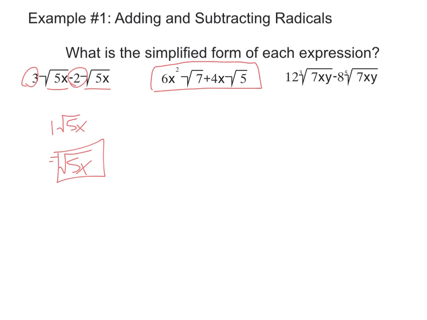And the last one we have 12 cube root of 7xy minus 8 fifth root of 7xy. I'm pretty sure this is probably a typo on my part. This was really supposed to be a 3, so we're going to make that a 3 for cube root. So once again, 12 minus 8 would give you 4. So this is really 4 cube root of 7xy as a final answer.